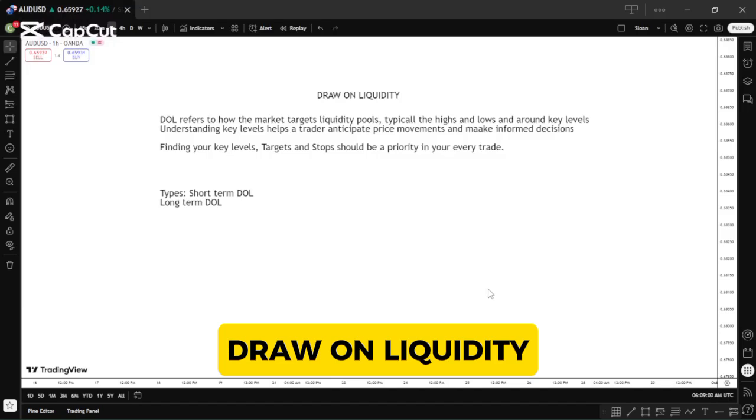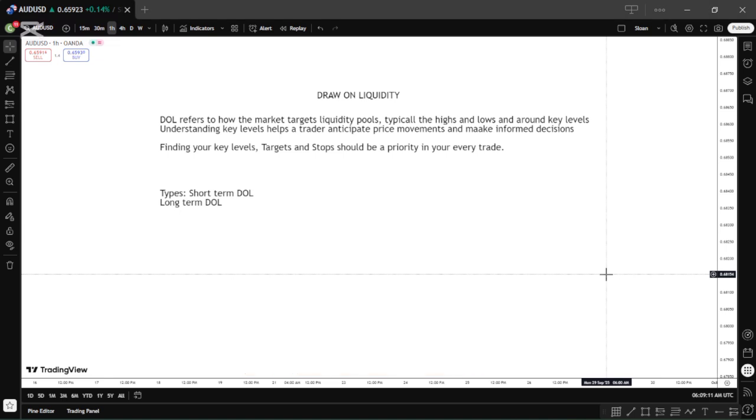One very underlooked and very important strategy in trading is the draw on liquidity. Now, the draw on liquidity is a very important concept that every trader must know in order to improve their trading gains.